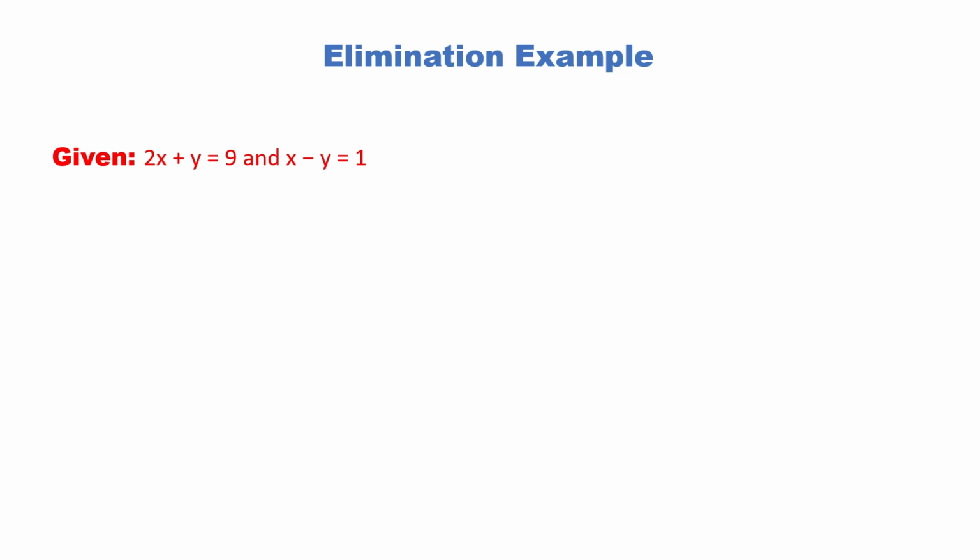Consider the equations 2x plus y equals 9 and x minus y equals 1. Notice that the coefficients of y are positive 1 and negative 1. This means we can eliminate y by adding the equations. Adding the equations gives 2x plus y plus x minus y equals 9 plus 1. This simplifies to 3x equals 10. Dividing both sides by 3, we get x equals 10 over 3.